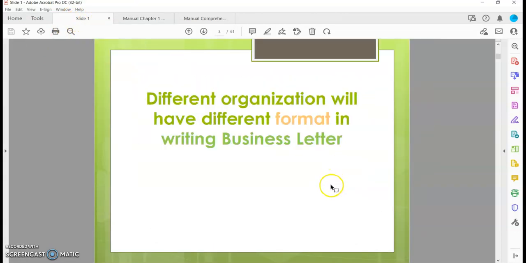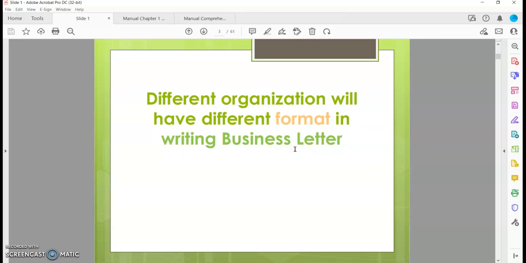All right, you must remember that different organizations have different formats in writing a business letter. It's very important. So you might ask me a question: if different organizations have different formats in writing a business letter, why do we need to learn this subject?